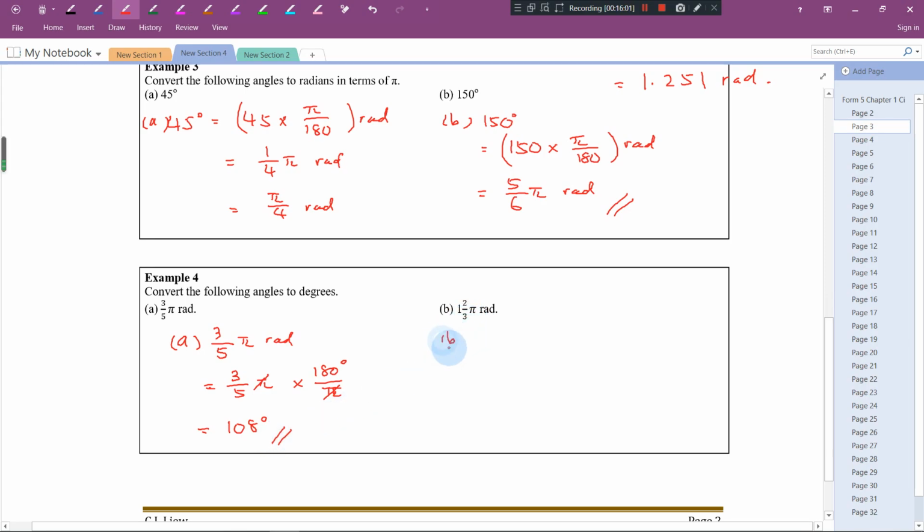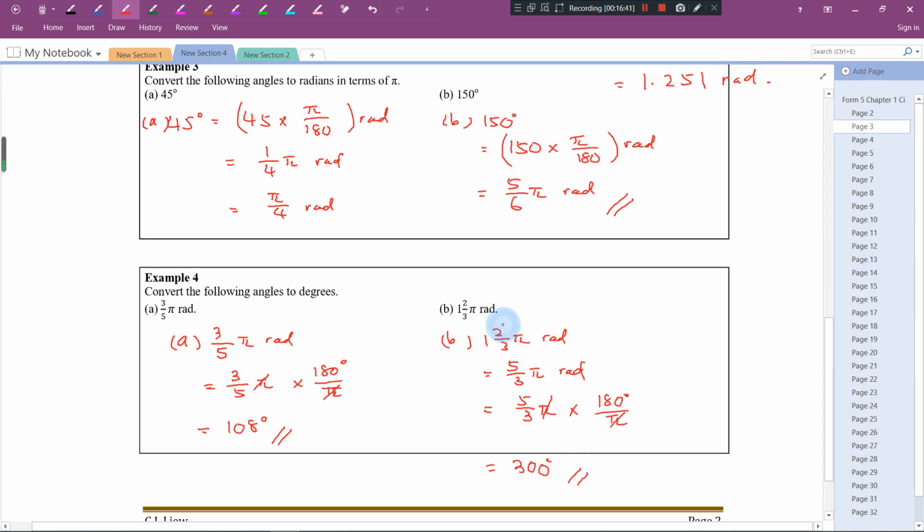Okay, how about this one? Same thing, 1 and 2 over 3 pi radian. So I just change this mixed number to improper fraction first. It becomes 5 over 3 pi. I want to convert to degree. Number become bigger, the bigger number on the top, smaller number at the bottom here. So the pi, you can simplify it. 5 over 3 times 180. You will get 300 degree.